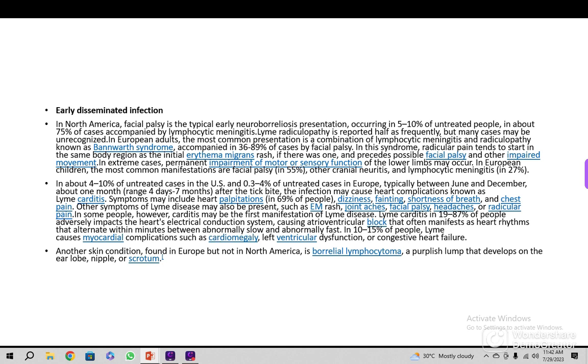Tachycardia-bradycardia syndrome. In 10 to 15% of the people, Lyme causes myocardial complications such as cardiomegaly, left ventricular dysfunction, or even congestive heart failure. Another skin condition found in Europe but not in America is Borrelia lymphocytoma, a purplish lump that develops on the ear lobe, on the nipple or scrotum. This is another condition which is not seen in America but seen in Europe.